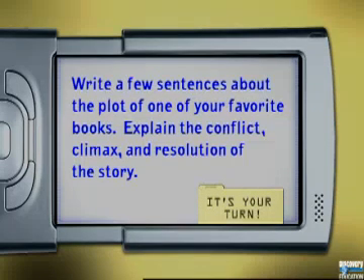Write a few sentences about the plot of one of your favorite books. Explain the conflict, climax, and resolution of the story.